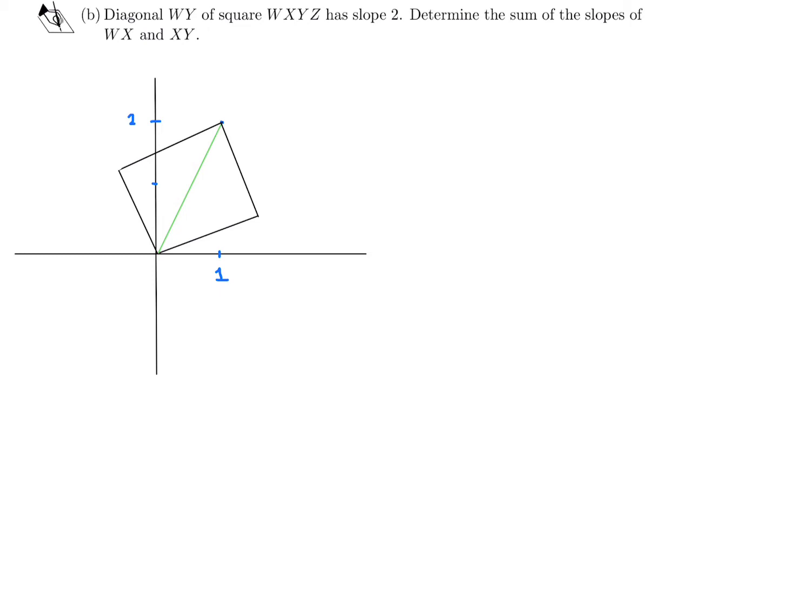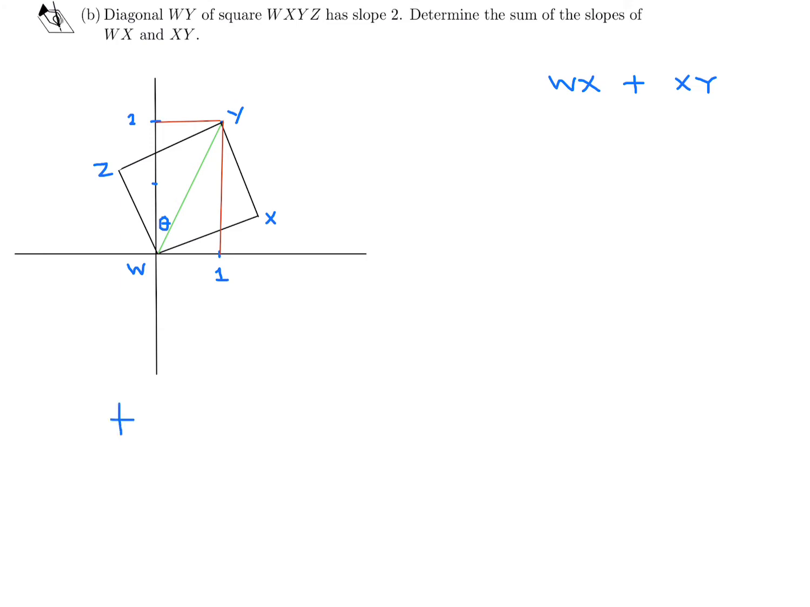Okay, so now we have to talk about this question. Let's label it first, WXYZ. And then they want us to figure out the slope of WX and the slope of XY, and then we have to add them because it's a sum. Okay, so let's see here. We know a few things. We can go back to that 2-to-1 ratio right there. Remember that 2-to-1 ratio where that green line is representing the slope. So I can actually use that to figure out an angle, and that angle is right here, this angle.